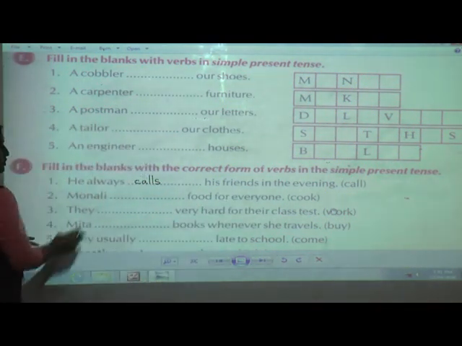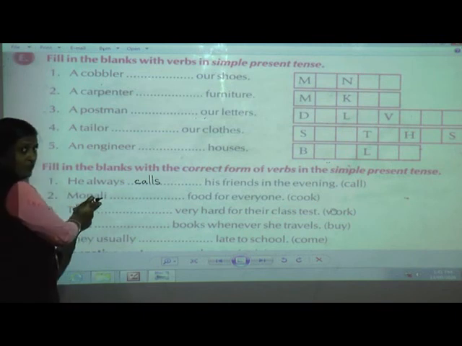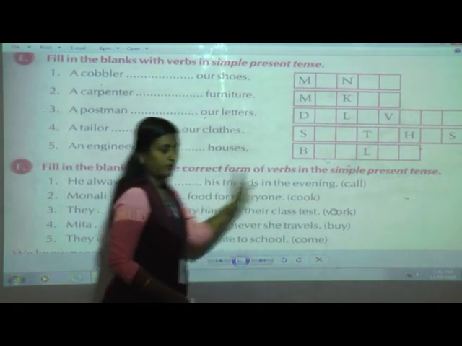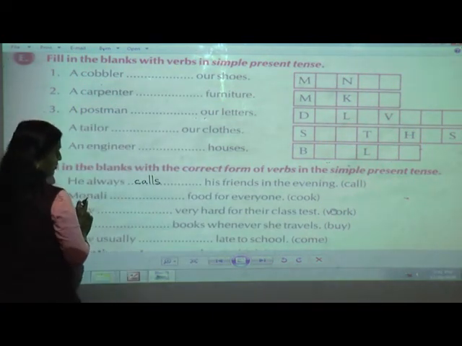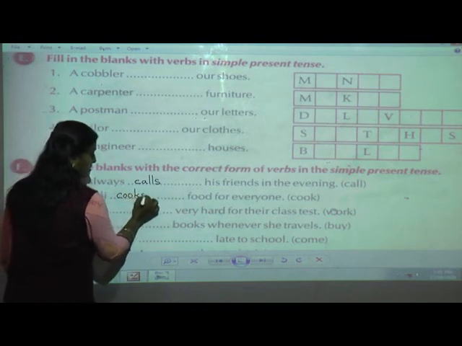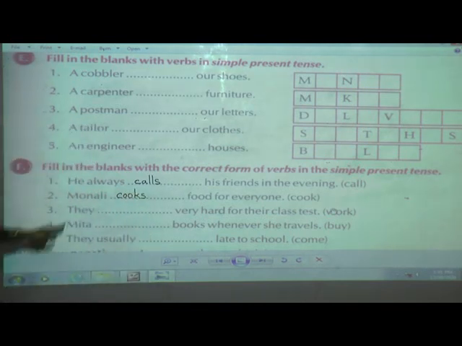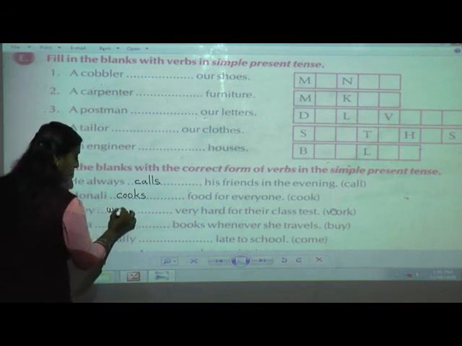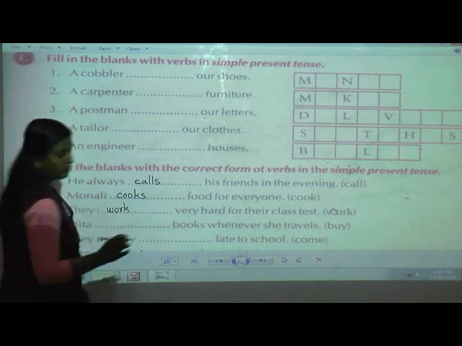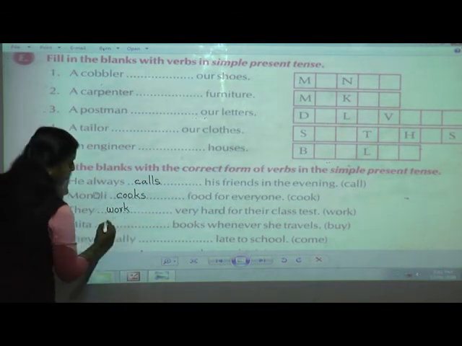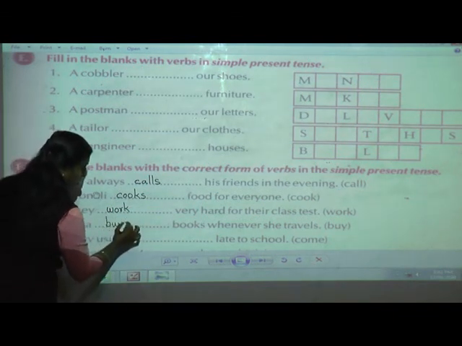So what you have to do? You have to see whether it is singular or plural. And then you have to pick up the verb and just add s or not. Now Monali. Monali is what? Singular. So I am going to add s. Monali cooks. They. They is what? Singular or plural? Plural. So what will I do for the verb? They work. I am not going to do anything. Next, Mita. Mita is singular. So what is the verb over here? Buy. So I am going to add s.